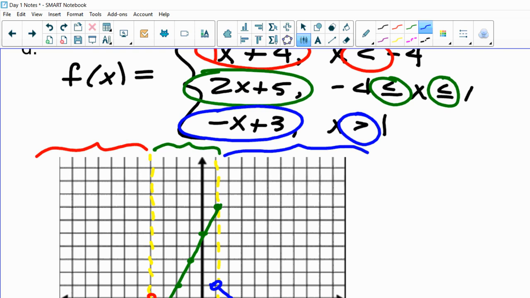And that, ladies and gentlemen, is another example of graphing a piecewise. Now I'm finished.